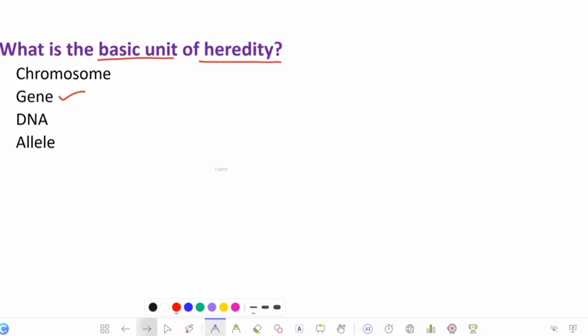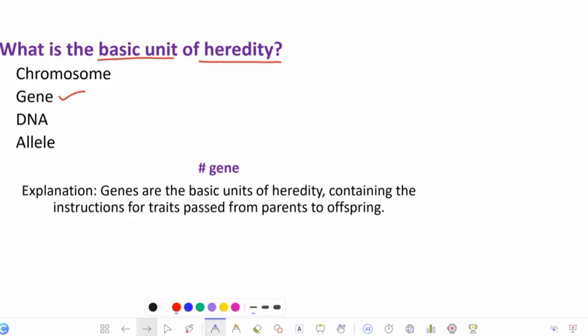Moving to the second one, gene is the correct answer. Here's the explanation. Genes are the basic units of heredity containing the instructions for traits passed from parents to offspring. So these basic units have some information, and according to that information, proteins will be formed in the body. So genes are the basic units of heredity.